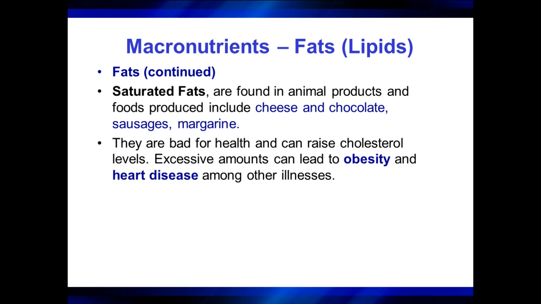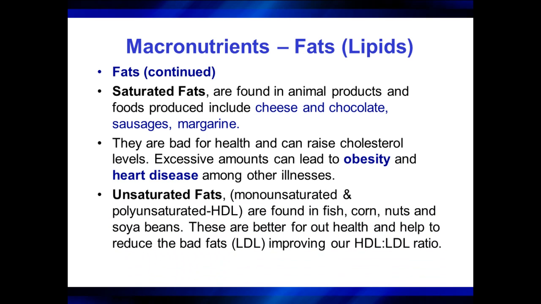An unsaturated fat, sometimes referred to HDLs, they can be found in things like fish, corn and nuts and soybeans. And so in the case of fish, you might have heard the phrase omega-3 mentioned, and so HDL cholesterol can actually remove the LDL cholesterol, and therefore it's seen as a benefit because it reduces rates of obesity and heart disease.